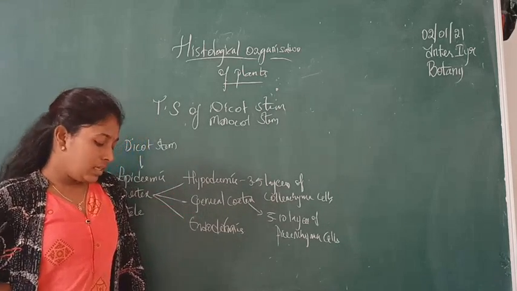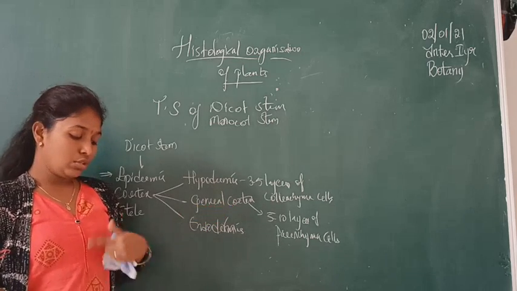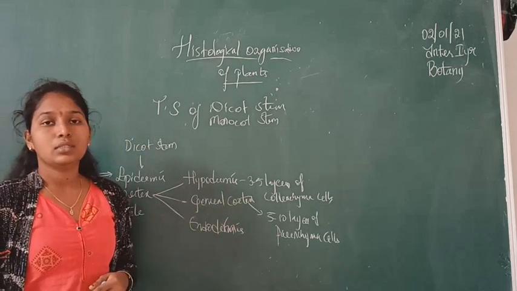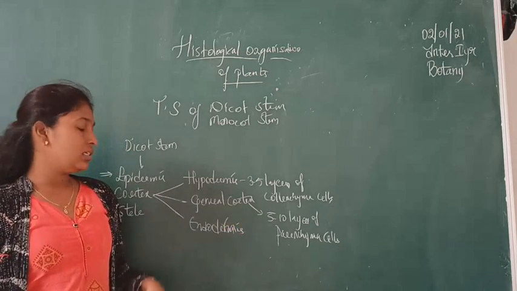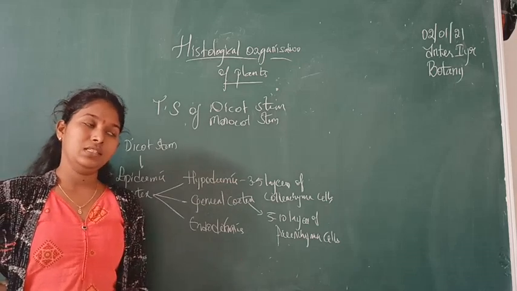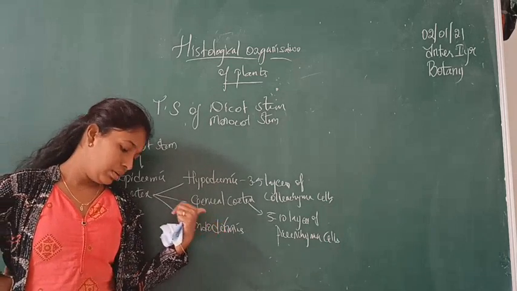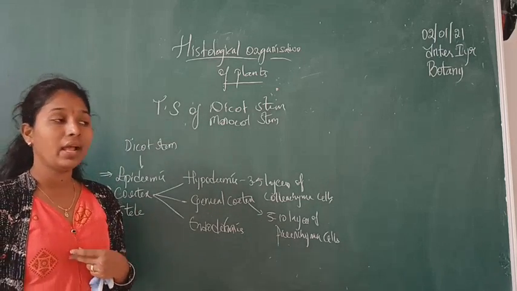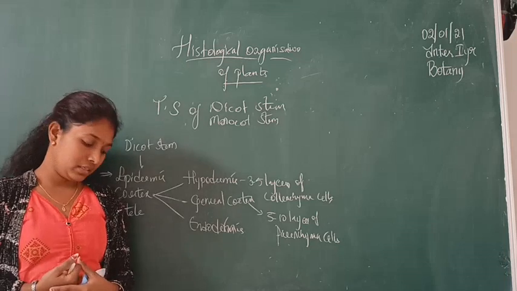The outer layer of this general cortex consists of chloroplasts and the inner layer consists of leucoplasts, that is, colored or colorless plastids. Because it has chloroplasts, its main function is photosynthesis, and it also helps in the storage of food materials. Coming to the endodermis, it is a uniseriate layer made up of lignin and suberin bands, and inside the layer there are certain bands or strips called Casparian bands.